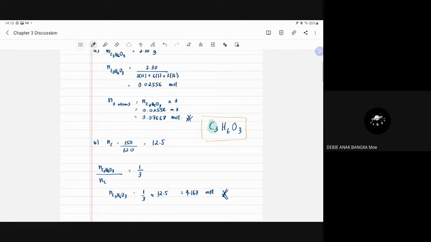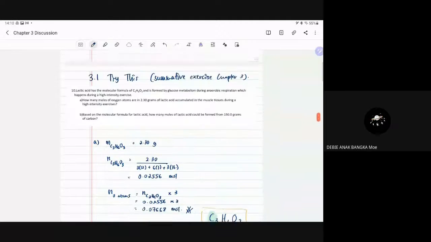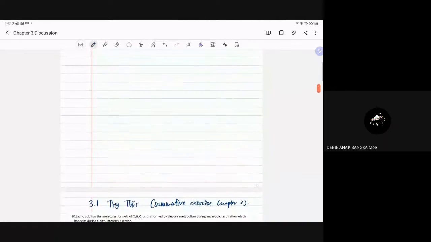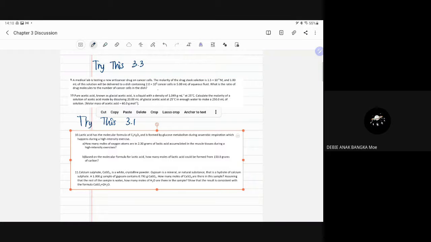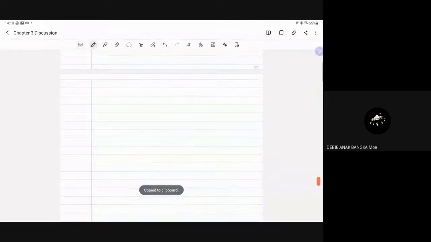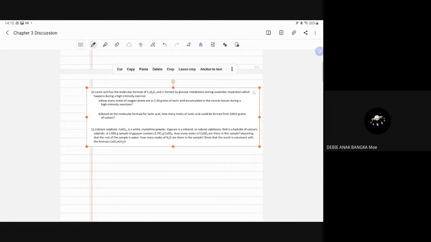Okay, now kita proceed kepada soalan seterusnya. Soalan okay, soalan 11 untuk try this. Okay, saya copy buat kat Facebook. Page baru lah. Okay, saya paste.